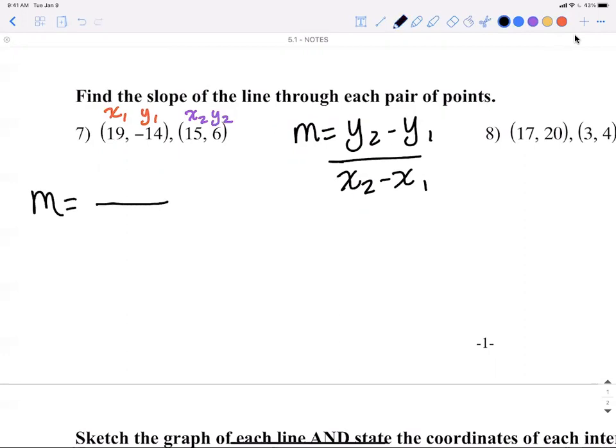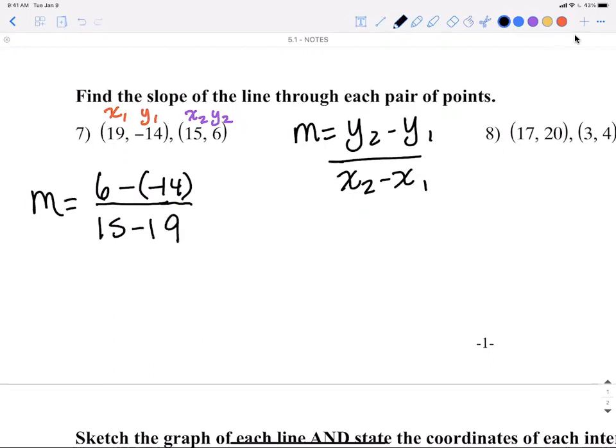Now, on the top, we're going to put our y2 minus our y1. So in this instance, my y2 is a 6. My equation is a minus, so you're going to put the minus sign there no matter what. y2 minus. Now, if you look at y1, it's a -14. So use your parentheses to not lose some signs here. Okay, so that's y2 minus y1. And then on the bottom, I'm going to put x2, which I got to go back over to 15 minus 19.